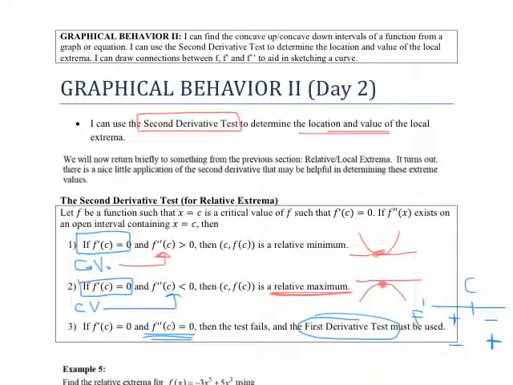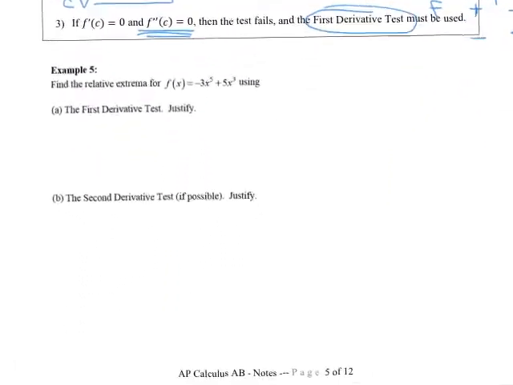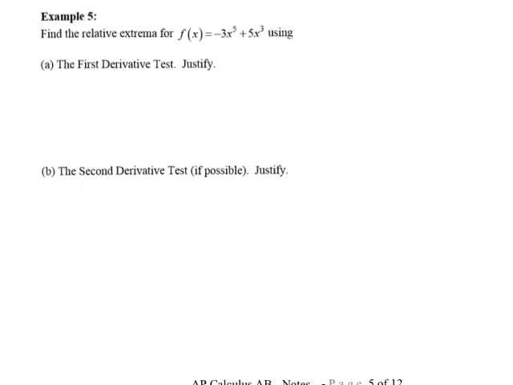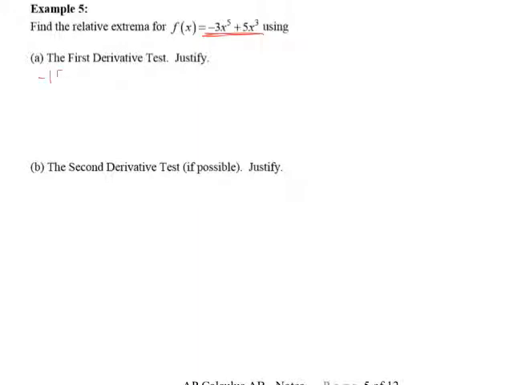Alright, without further ado, let's try this out on example 5a. We're going to refresh ourselves with the first derivative test, and then we'll go on and use the second derivative test to prove the same thing, if possible. We have a function, a nice polynomial, so it's continuous everywhere. If we take the first derivative, we get negative 15x to the fourth plus 15x squared. And we'll set that equal to 0 to find our critical values.